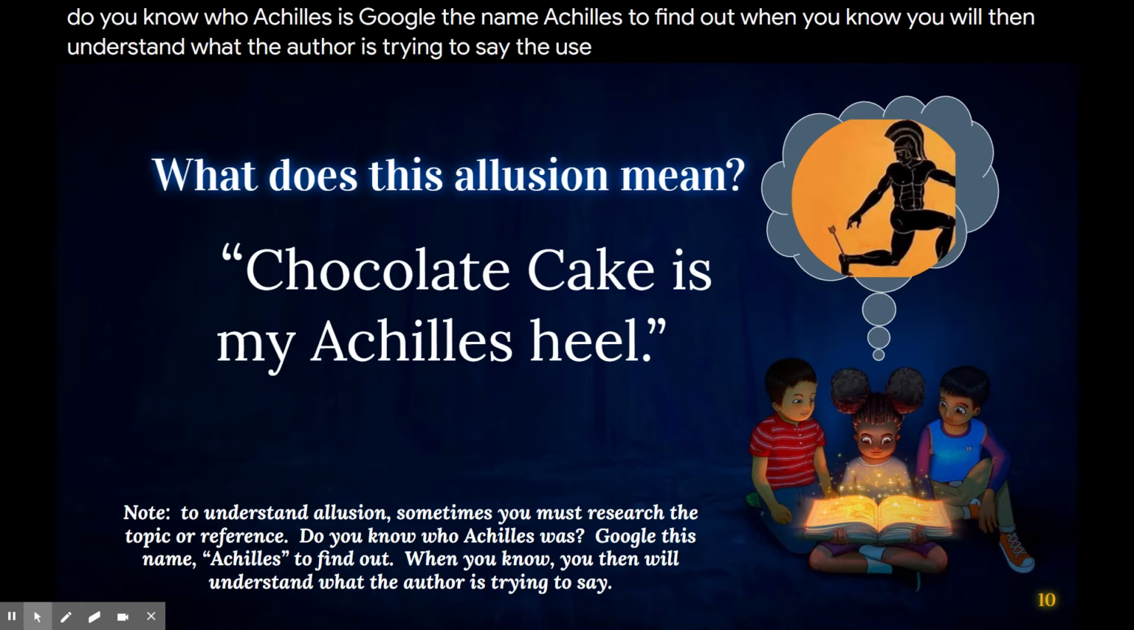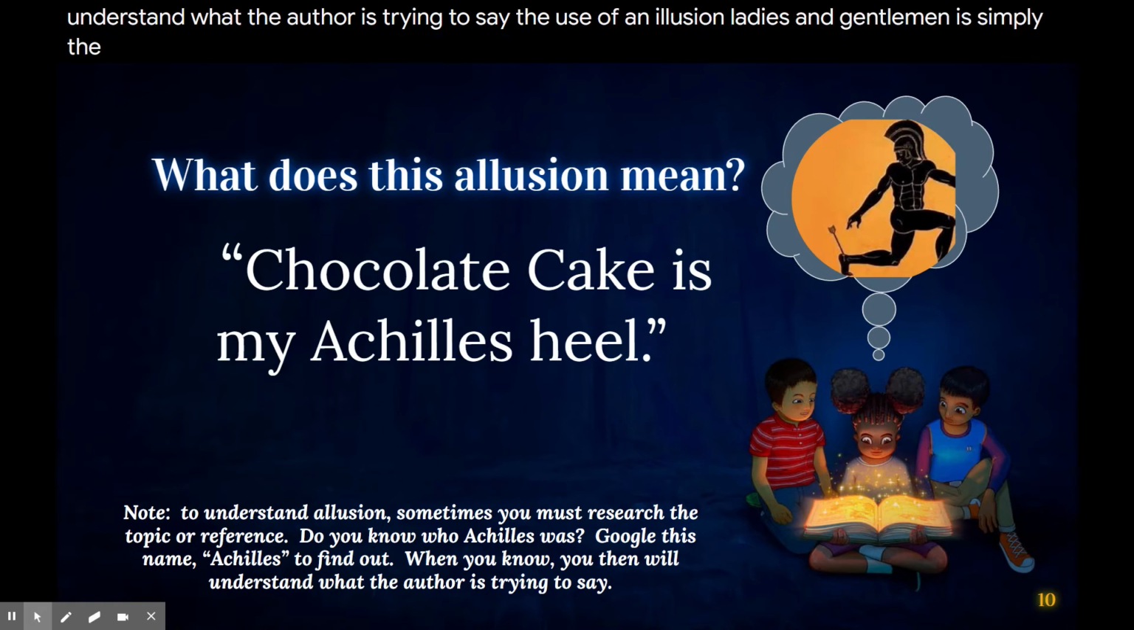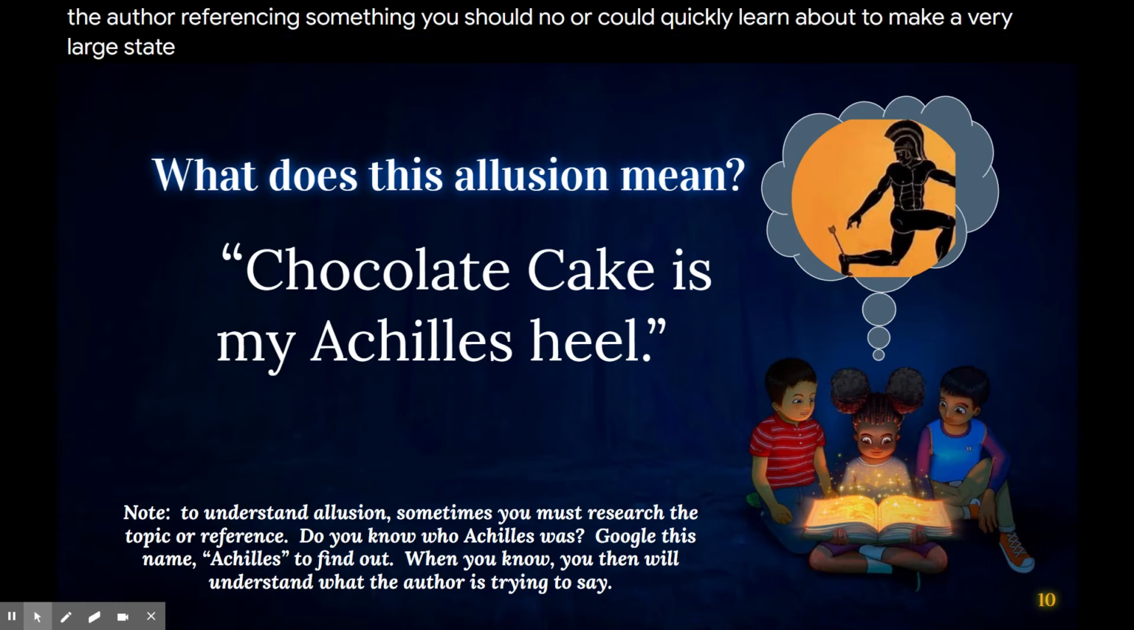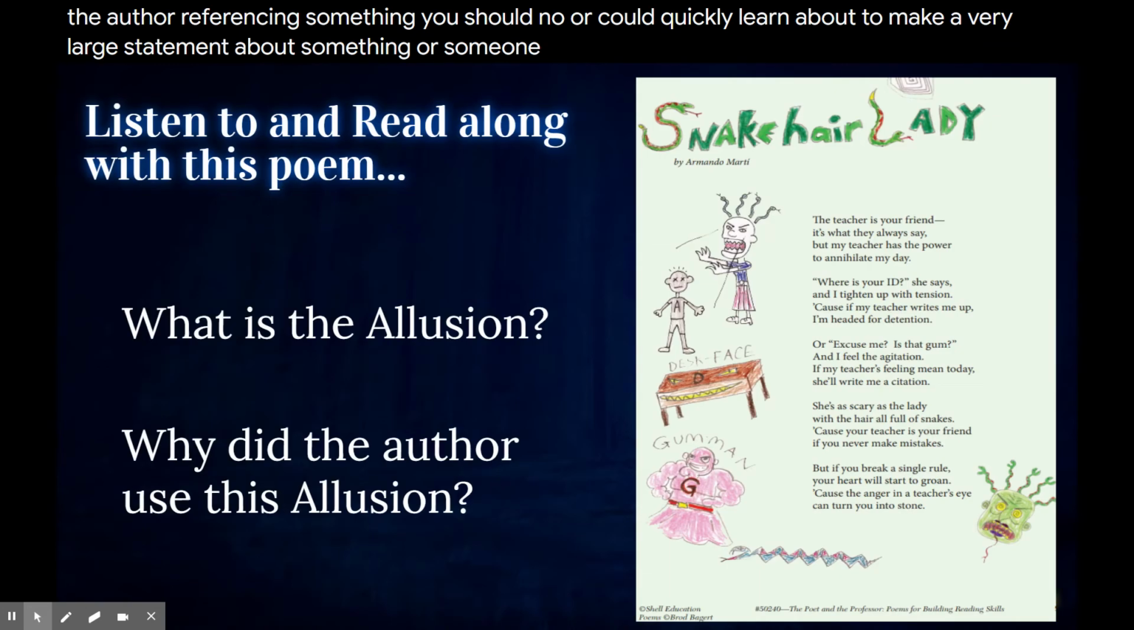The use of allusion, ladies and gentlemen, is simply the author referencing something you should know or could quickly learn about to make a very large statement about something or someone. So, let's listen to and read along this poem.